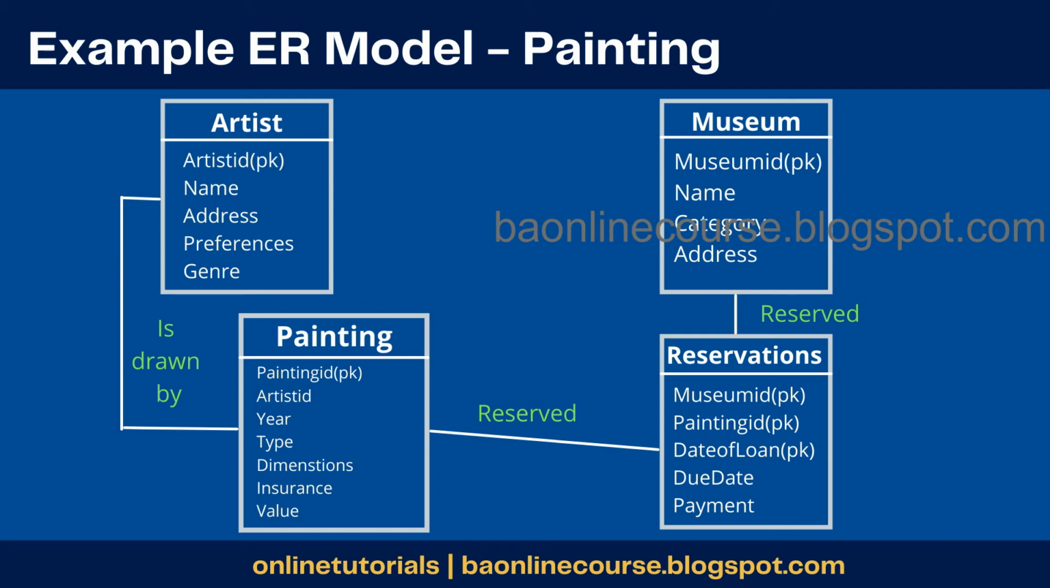Similarly, when you're loaning a painting or reserving a painting, right? You'll capture the museum ID, then the painting ID, the date of loaning, then the due date, what is the payment that you're receiving, and all that would be covered as part of your loan. Okay, and since it's related to the museum, you'd also capture all the museum details like name, what type of museum it is, what is the address, and the coordinator over there, right? A lot of details about the museum. All these details should come in from your requirement.